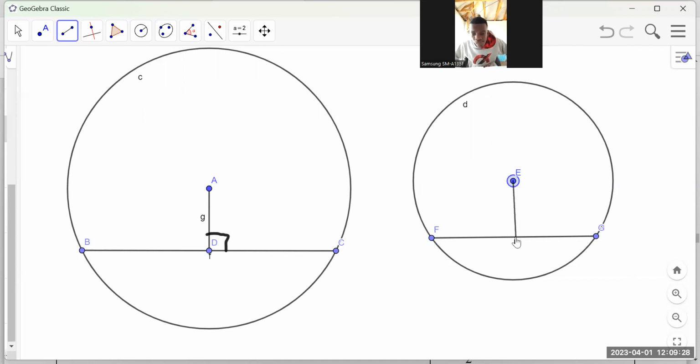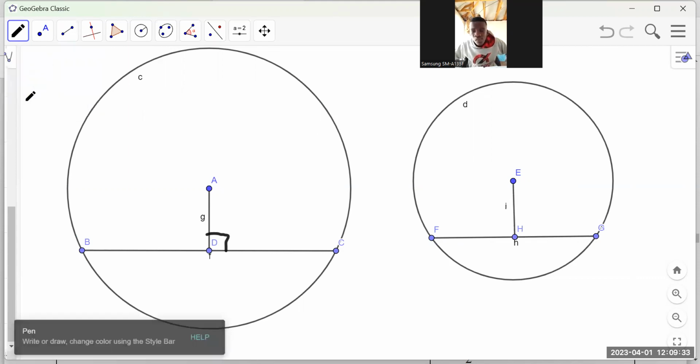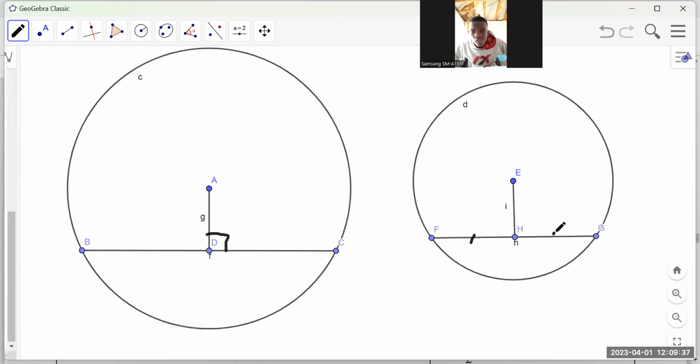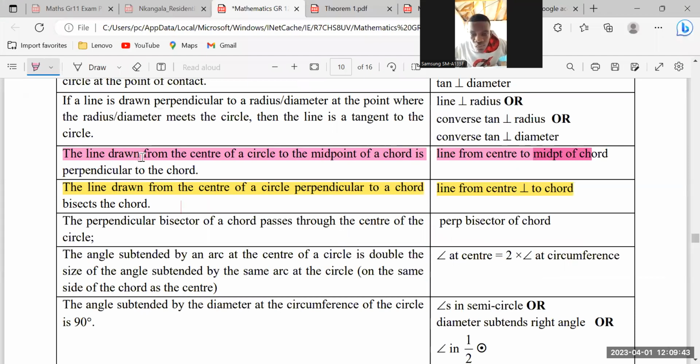Now, how does this look graphically? So graphically, how would I see it? I will see it by the following. This is going to be equal to this. I don't have to measure them. I'm just taking the statement that is written here and drawing a rough sketch of it. So it's a line drawn from the center to the midpoint of a chord.